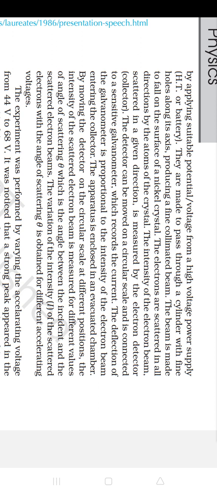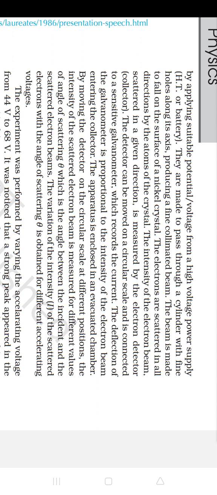The electrons are scattered in all directions by the atoms of the crystal. The intensity of the electron beam scattered in a given direction is measured by the electron detector. The detector can be moved on a circular scale and is connected to a sensitive galvanometer, which records the current. The deflection of the galvanometer is proportional to the intensity of the electron beam entering the collector. The apparatus is enclosed in an evacuated chamber.